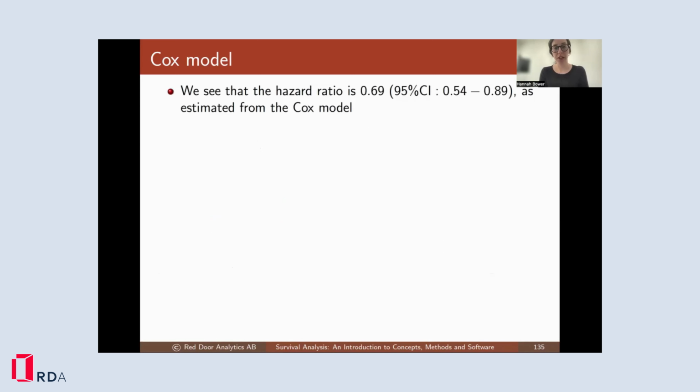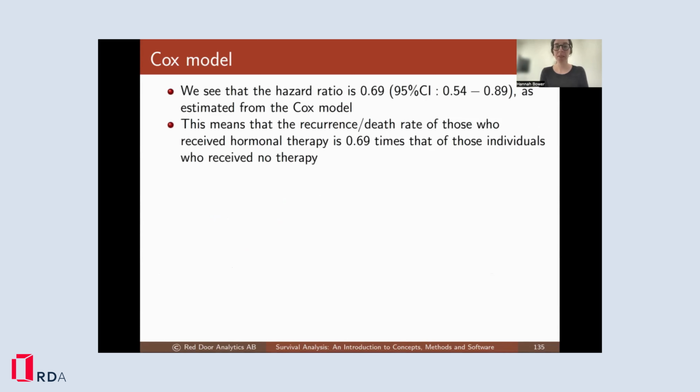So we see that the hazard ratio is 0.69 from the Cox model. This means that the rate of recurrence of breast cancer or death of those who received hormonal therapy is 0.69 times that of those individuals who received no therapy. And we get a hazard ratio that's constant over time here.